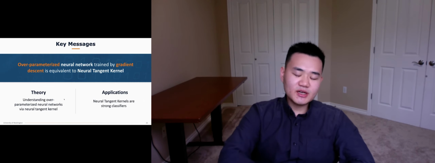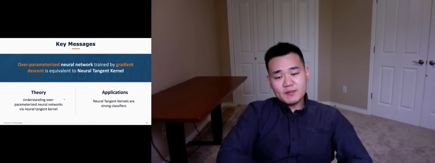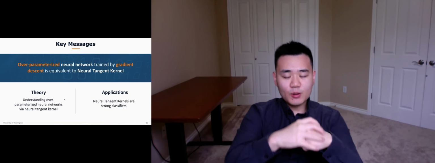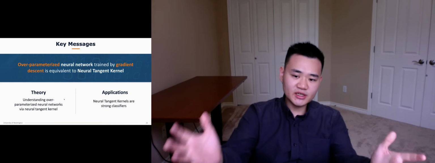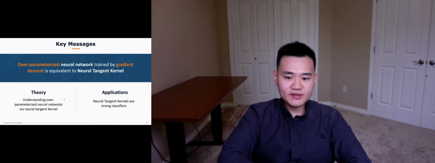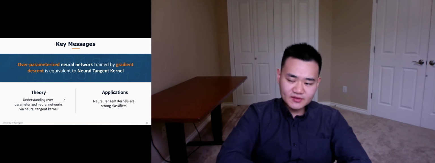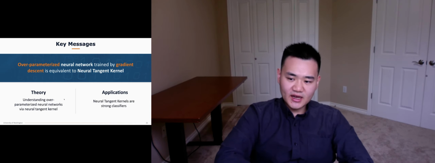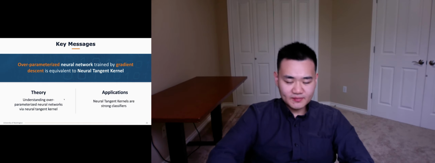All right, so let me conclude my talk. The main message is that in a certain regime, the over-parameterized neural network trained by gradient descent is equivalent to this neural network kernel. In terms of theory, we can use this equivalence to understand the optimization and generalization properties of deep neural networks. In terms of applications, we can use neural network kernels to do classification, and it's actually a very strong classifier. That concludes my talk, and thanks for listening.